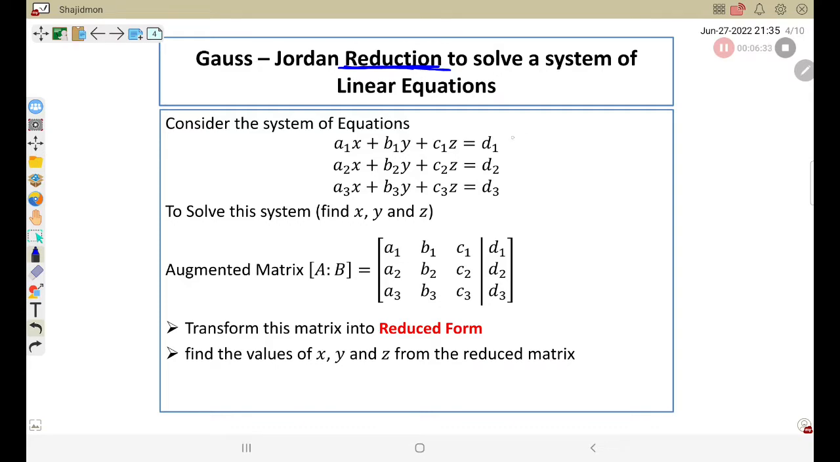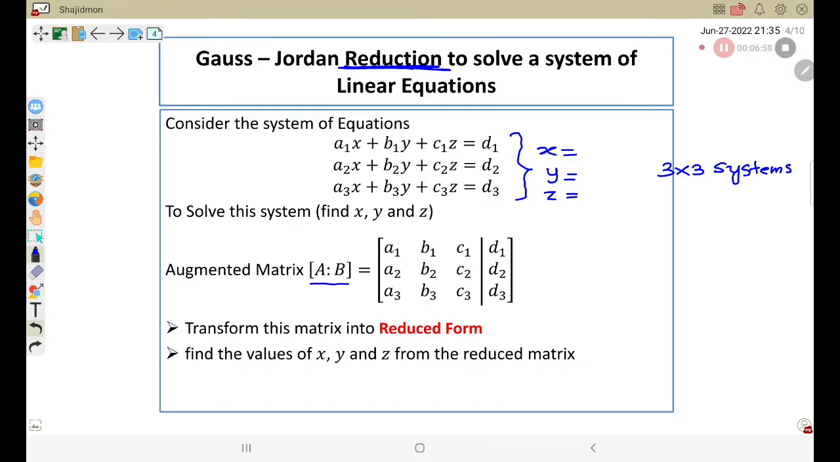For example, here is one 3x3 system: a1x + b1y + c1z = d1. This 3x3 system has 3 equations and 3 unknowns. We discussed the basics already in the 5.2 section. We need to calculate x, y and z, so we need to solve the system.